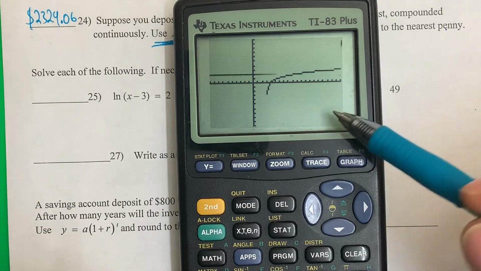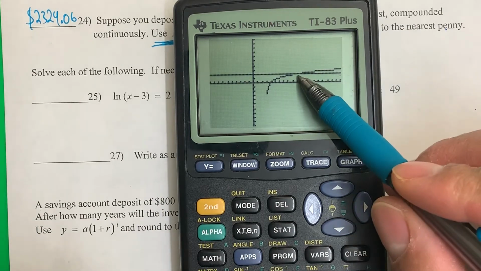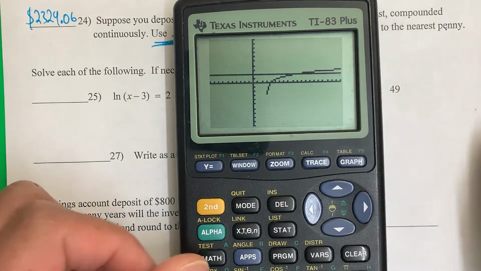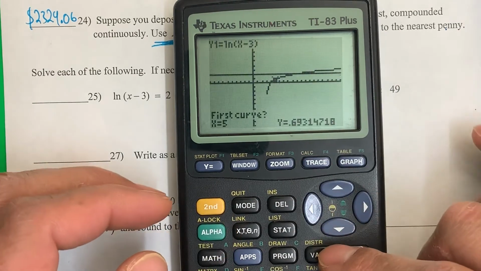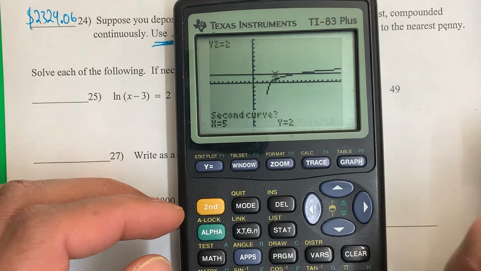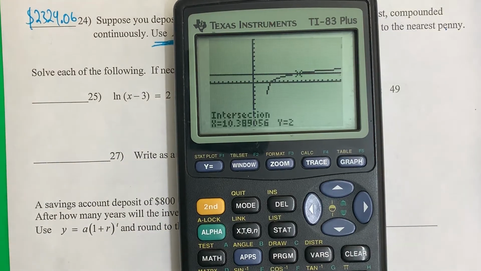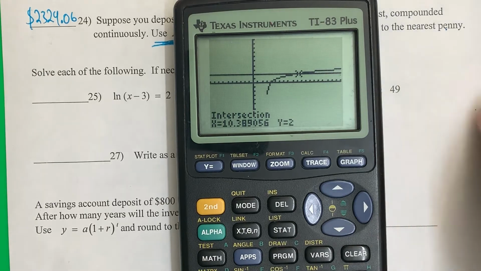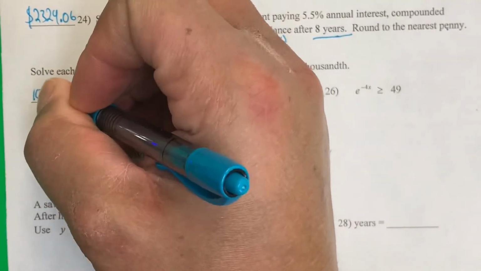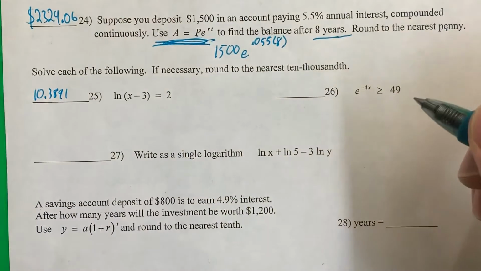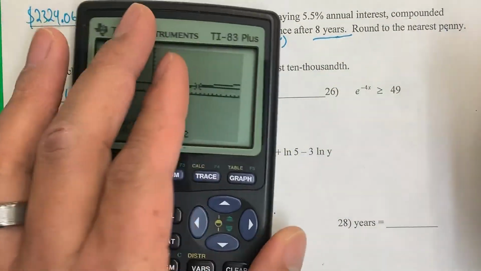And sure enough, now we can definitely see where they cross, right? So second calc, option 5. Oh, perfect. Enter, enter, enter. And sure enough, yep, it was just outside our window, right? 10.3891 comes out to be your answer, okay? 10.3891. All right, easy peasy.